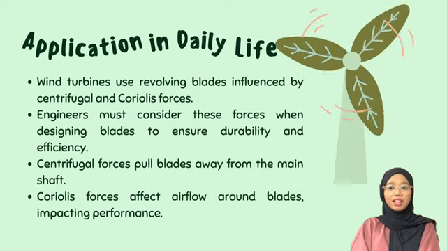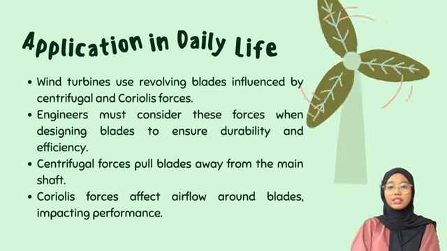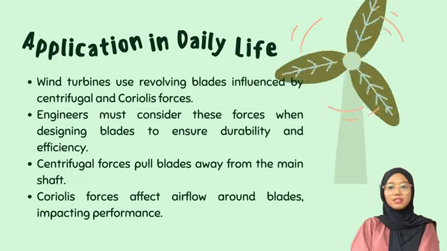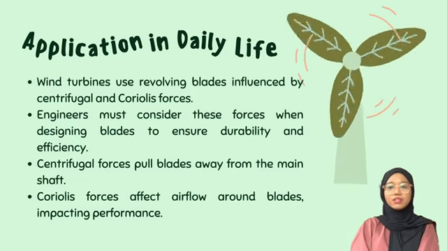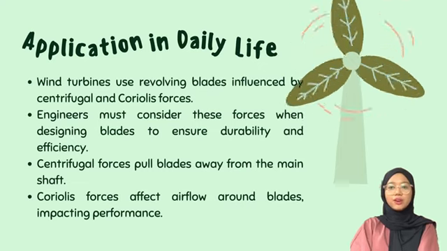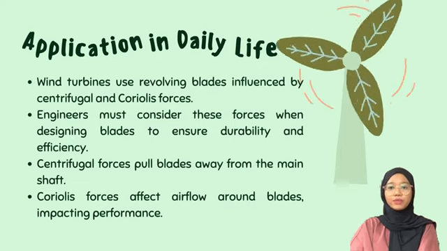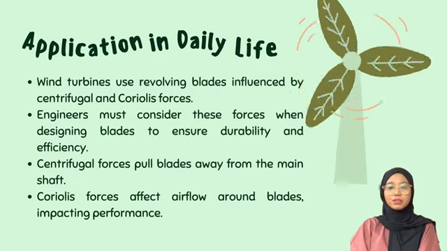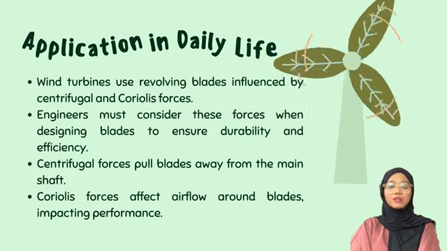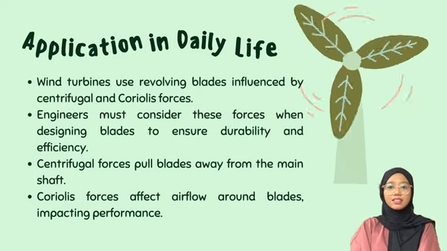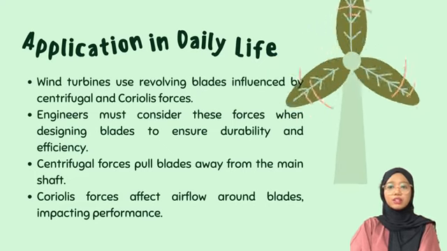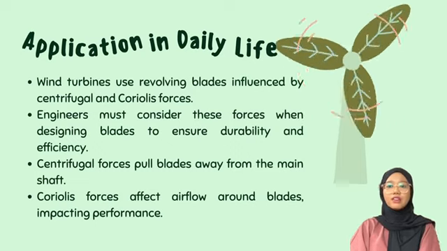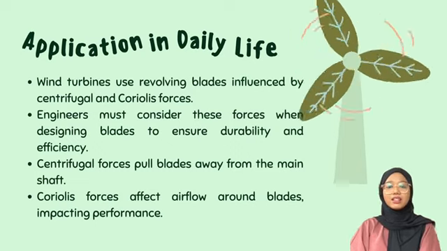Wind turbines serve as a practical example of rotating coordinate systems in everyday applications. These turbines feature revolving blades that encounter centrifugal forces and are influenced by Coriolis forces from the surrounding airflow. Engineers must account for these forces during blade design to ensure they withstand stress without failure. Centrifugal forces exert outward pressure on the blades away from the main shaft, while Coriolis forces alter airflow around the blades, directly influencing their performance.